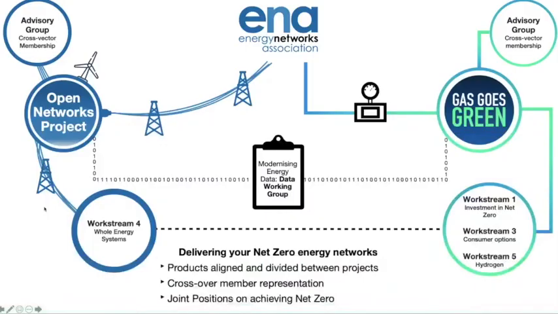you can see how Gas Goes Green is aligned with open networks. And as you can see from here, there are several interfaces and these will be further strengthened as Gas Goes Green further develops. So as Jason mentioned, at ENA, we see that having a whole systems approach is vital for both Gas Goes Green and open networks, and our respective advisory groups have cross-vector membership. Both projects are also feeding into our data working group, which is looking at ways of modernizing energy data. And there will be alignment between our project deliverables and joint positions that help both electricity and gas network companies make progress towards achieving net zero.